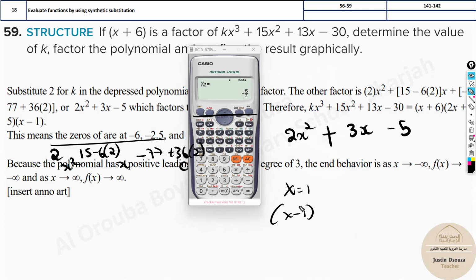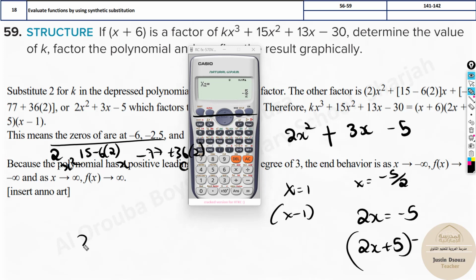X minus 1 will be the factor. What about x equals negative 5 by 2? The answer is this. But when you write the factor, take the 2 to the other side. It will be 2x equals minus 5. Take minus 5 to the other side. It will be 2x plus 5. That is the factor. Or there is one more way.